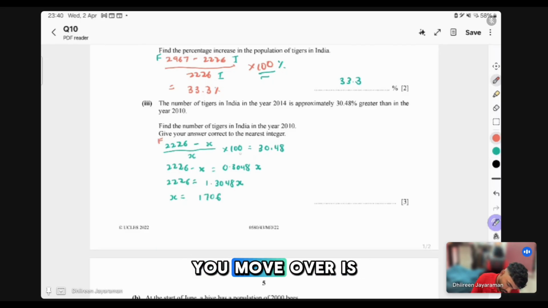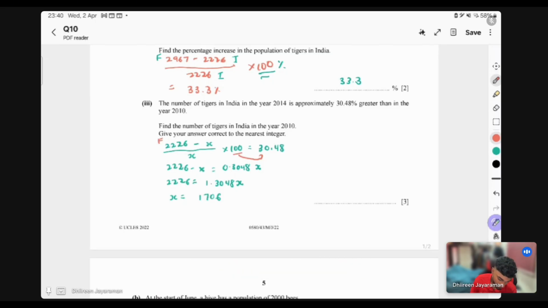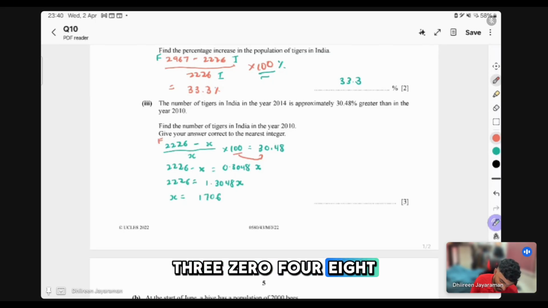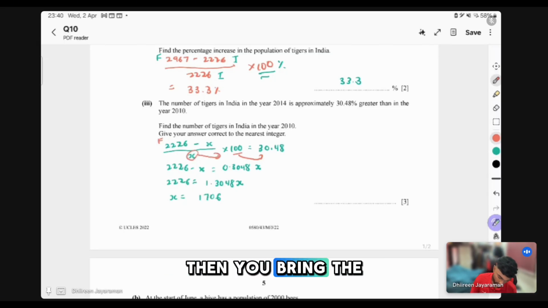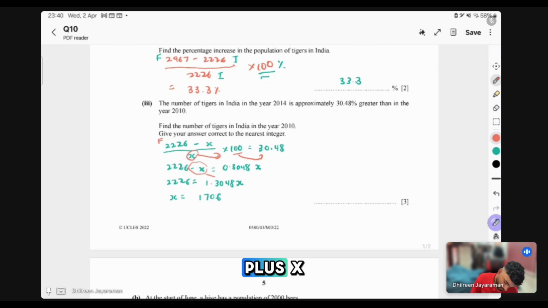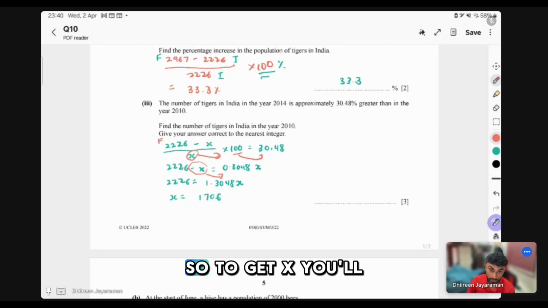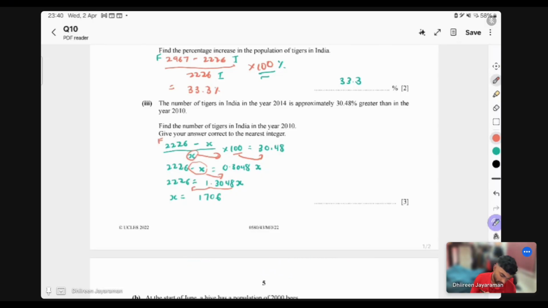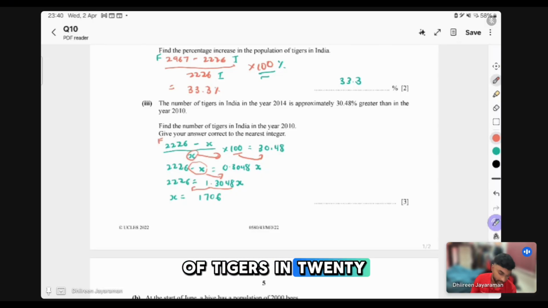So the first thing that you move over is 100. So it becomes 30.48 divided by 100. You'll get 0.3048. And then bringing the X over to multiply, you'll get 0.3048 times X. Then you bring the minus X over, it becomes plus X. So you'll get 1.3048X equals 2226. To get X, you bring this over to divide. You'll get X equals 1706. This is the number of tigers in 2010.